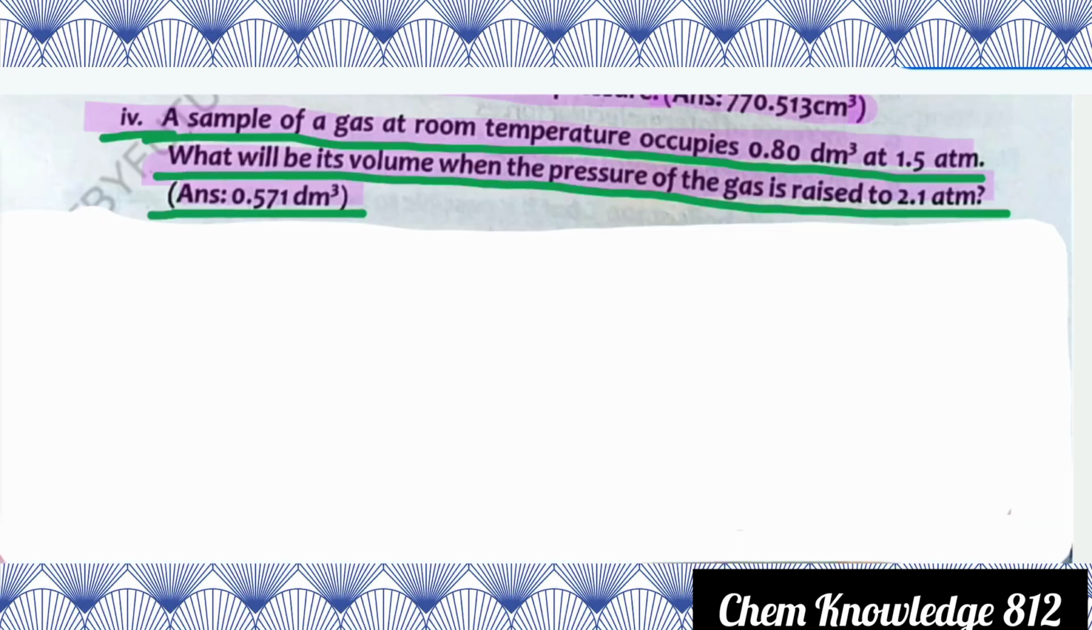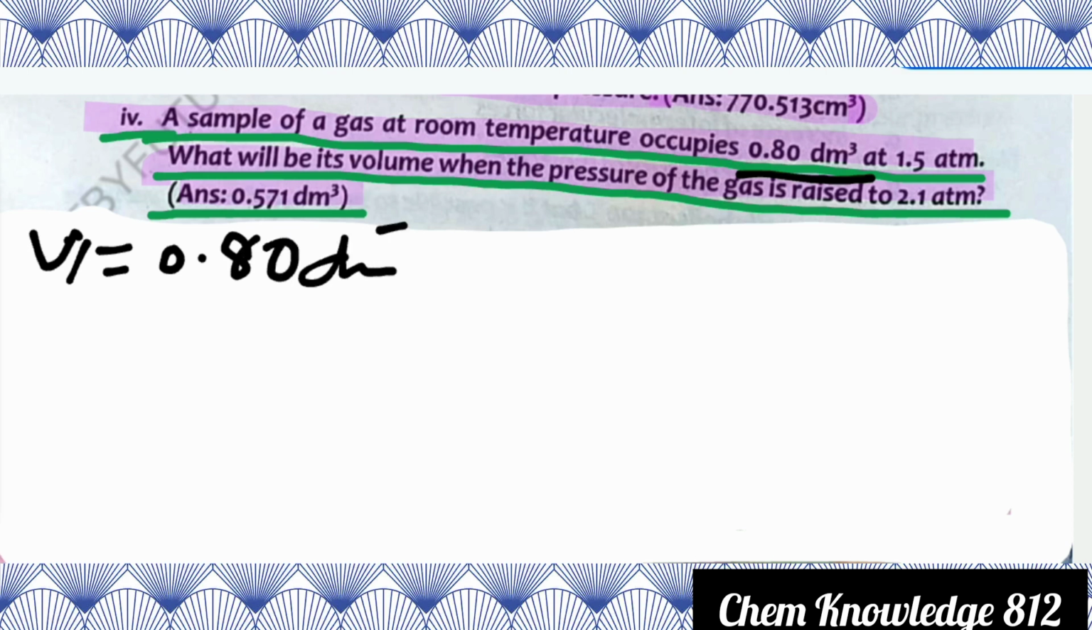So in this question, we will determine the final volume because we know that a sample of a gas at room temperature occupies 0.80 cubic decimeter volume. So the initial volume will be 0.80 cubic decimeter, and at 1.5 atmosphere pressure.